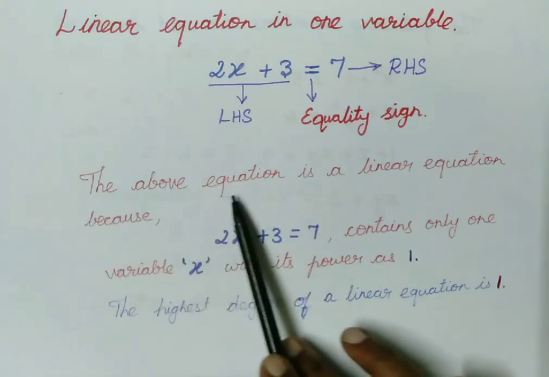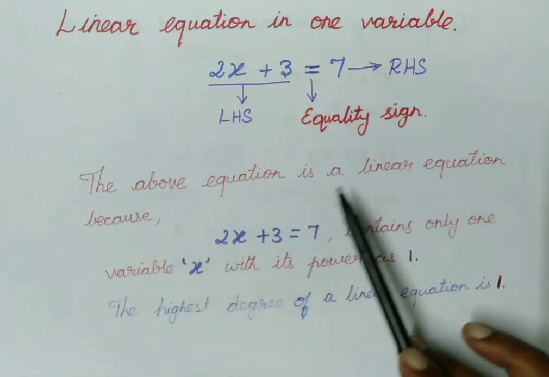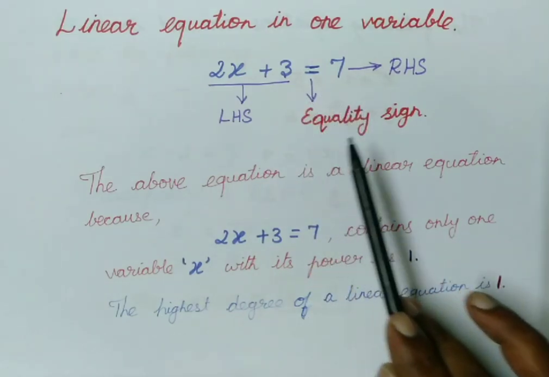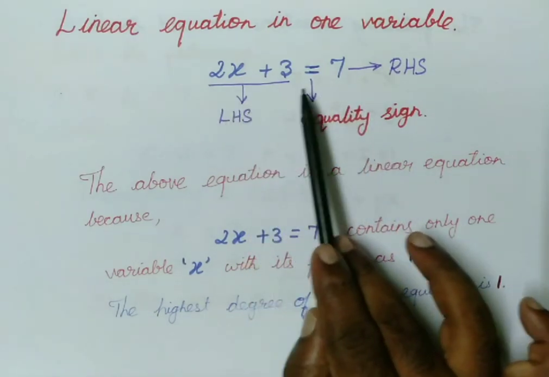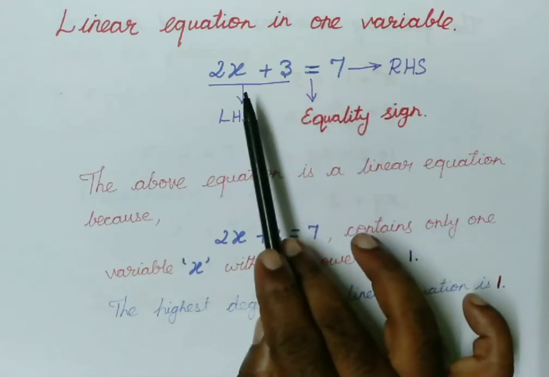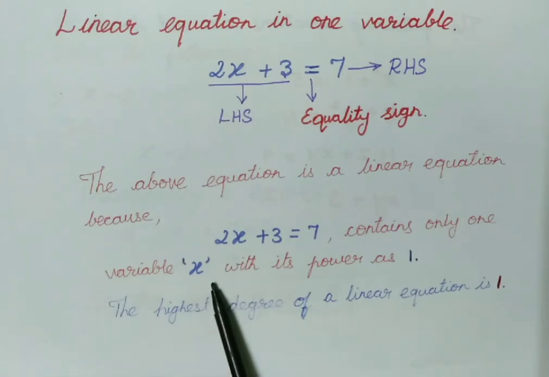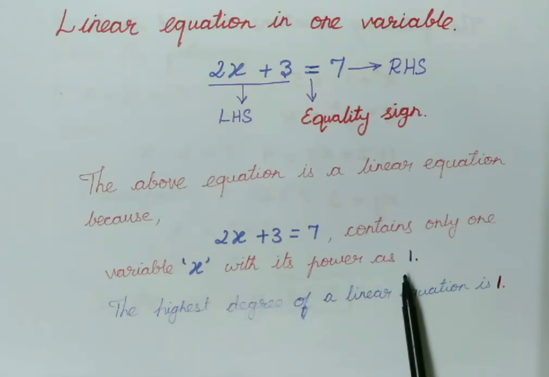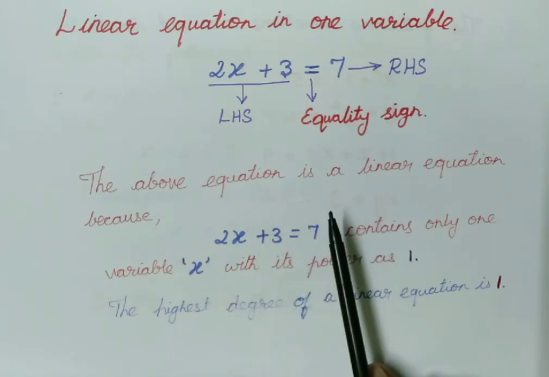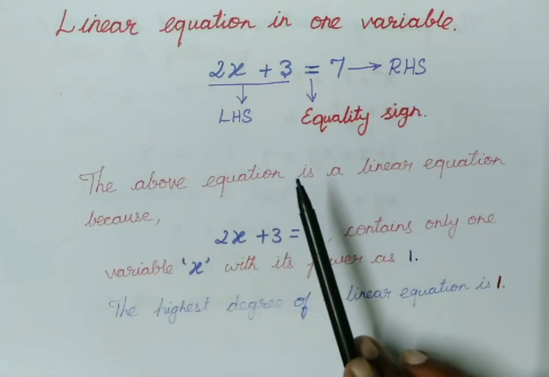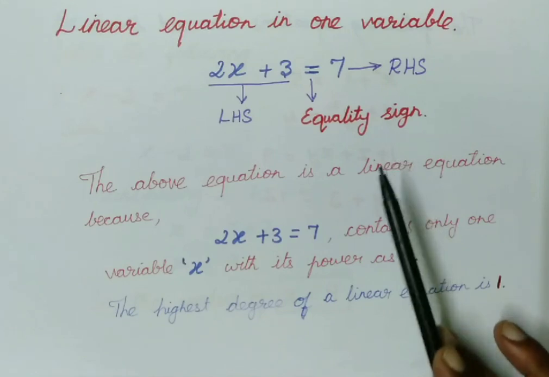Now see, the above equation is a linear equation. 2x plus 3 equals 7 is a linear equation because it has a single variable x. It contains only one variable x whose power is 1. When an equation's power or degree is 1, then that equation is known as a linear equation.